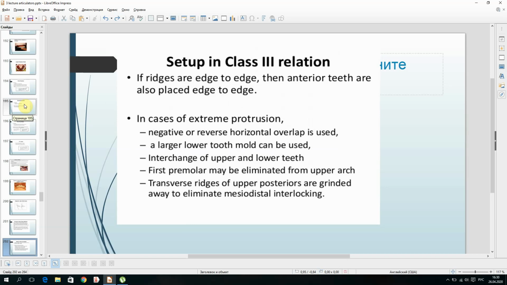Setup in class 3 relation. If ridges are edge to edge, then anterior teeth are also placed edge to edge. In cases of extreme protrusion, negative or reverse horizontal overlap is used. A larger lower tooth mold can be used. Interchange of upper and lower teeth. First premolar may be eliminated from upper arch. Transverse ridges of upper posteriors are ground away to eliminate mesiodistal interlocking.